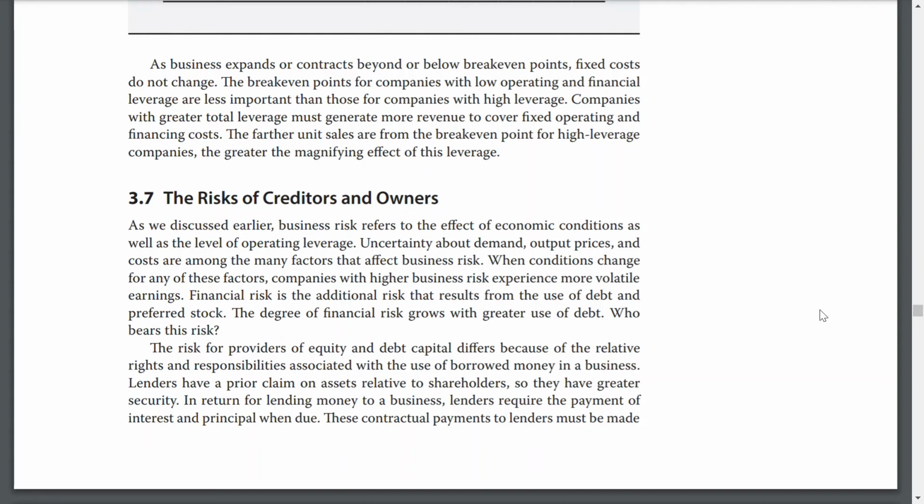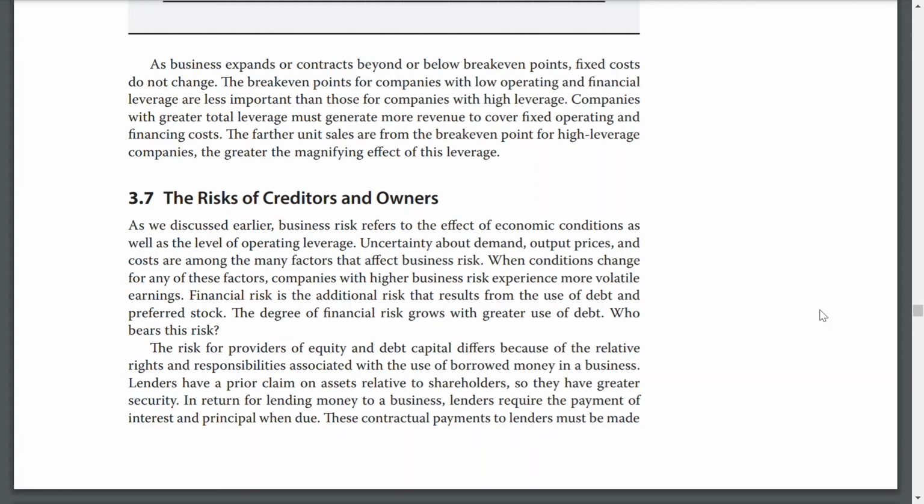The risks of creditors and owners. As we discussed earlier, business risk refers to the effects of economic conditions as well as the level of operating leverage. Uncertainty about demand, output prices, and costs are among the many factors that affect business risk when conditions change. For any of these factors, companies with higher business risk experience more volatile earnings. Financial risk is, in addition, the risk that results from the use of debt and preferred stock. The degree of financial risk grows with greater use of debt.